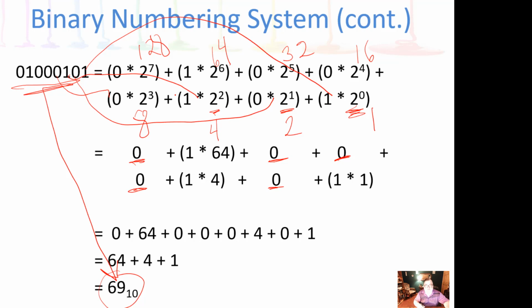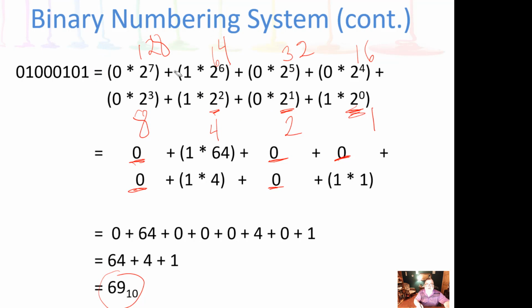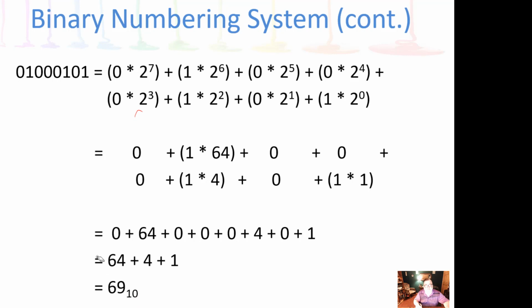So hopefully that made sense to you. Let's just get rid of all these squiggly lines. So 1000101 binary, you can always put a little 2 after that, is equal to 69 in decimal.